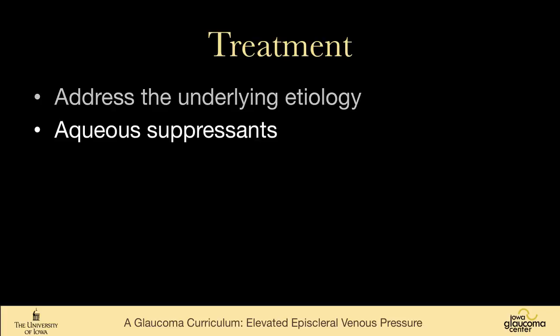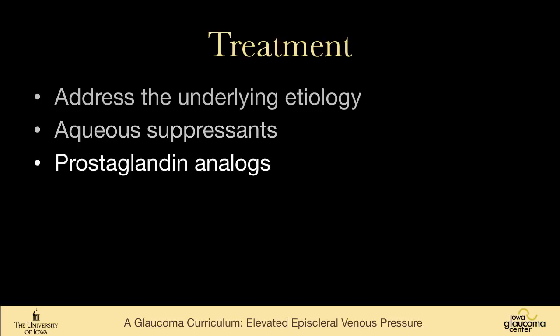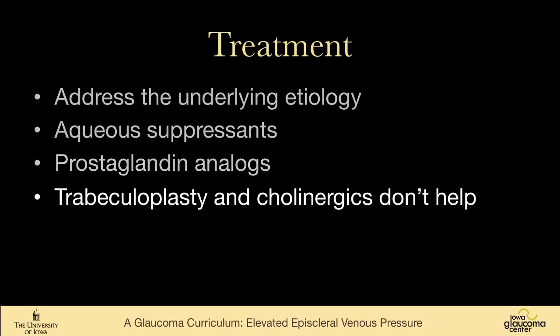You can use aqueous suppressants to decrease aqueous formation. There is a theoretic advantage to prostaglandin analogs because they bypass the trabecular system and allow flow into the suprachoroidal space. But anything that increases access of aqueous to Schlemm's canal really is not very helpful, such as trabeculoplasty or cholinergic agonists.